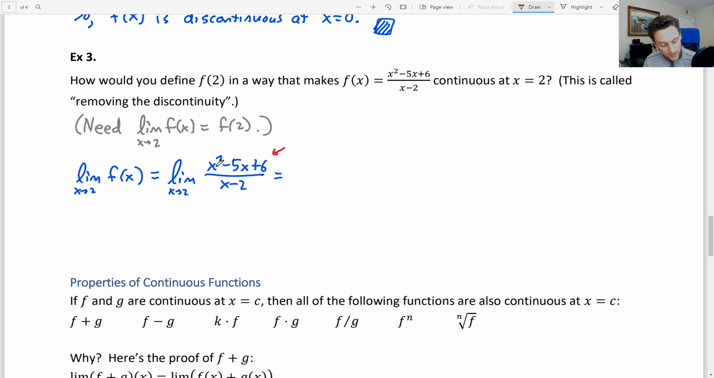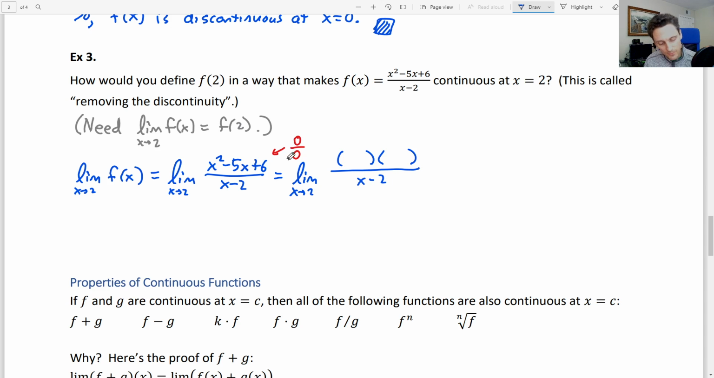Now, when we plug in 2 into the top, we get 2 squared, which is 4, minus 5 times 2, that's 10. So that's negative 6 plus 6 is 0. So we get 0 on the top and 0 on the bottom. And this 0 over 0 type of limit was what we called indeterminate. And one of the strategies that we learned was to factor the top.